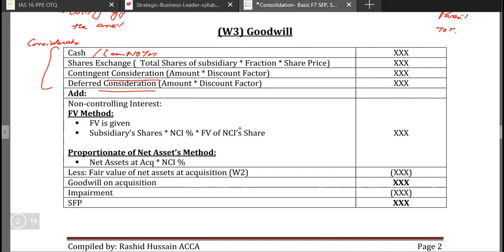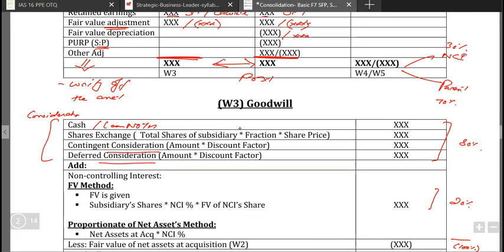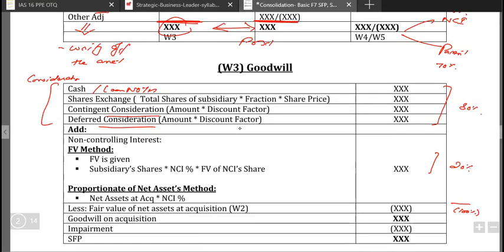So that means this is the consideration, for example, which is paid by the parent, for example, 80%. The other 20% is paid by the non-controlling interest. So you will be adding that other 20% consideration as well. That gives you the full consideration. Then you will be deducting the complete net assets of the subsidiary, which you have calculated in the working number 2 here. This is the net assets acquisition. So if you want to deduct the complete net assets of the subsidiary, then you need the full consideration as well, which is for parent plus the others.